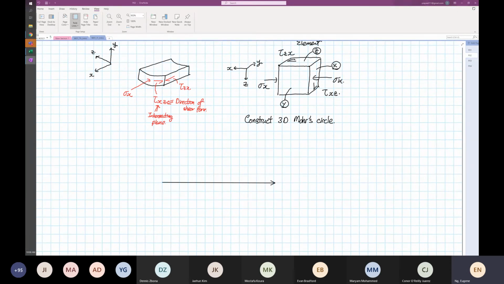So this is your normal stress, and this is going to be your shear stress.